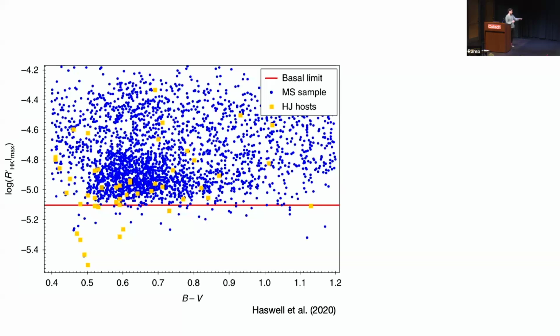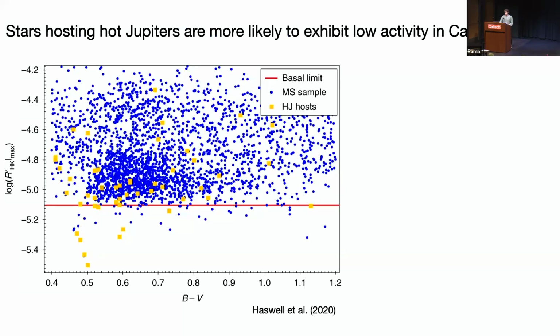And what you may notice by eye in this plot is that the hot Jupiter hosts tend to have a lower activity than the main sequence sample in general. And this is statistically significant. And so the question is, why is this happening? So the kind of boring answer is selection effects. And the authors of this paper do mention these, and they do try and do some correction, but maybe there are other selection effects going on that haven't been accounted for.